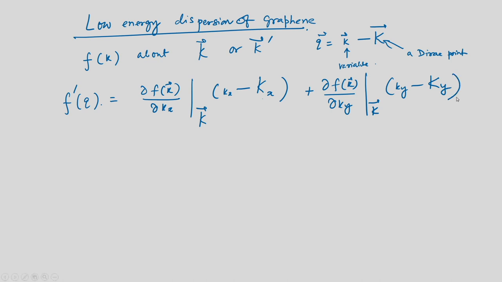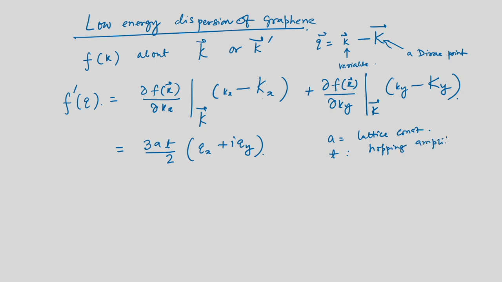Okay, so if you do that, then this yields a spectrum which is 3 a t divided by 2, times (q x plus i q y), where a is the lattice constant, which is 1.42 angstrom, which we have said earlier. t is of course the hopping strength, the hopping amplitude, and these are the wave vectors q x and q y. i is of course the imaginary number. This dispersion at K, the low energy dispersion, is h cross v F, where v F is the scale, times (q x plus i q y).